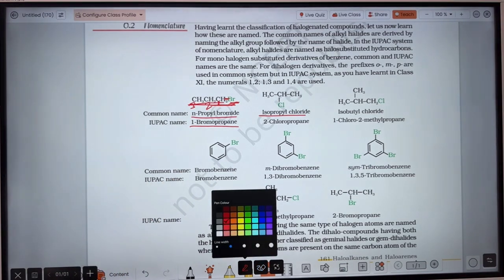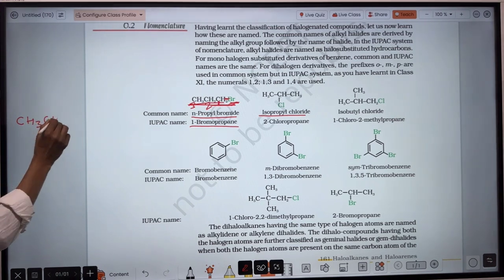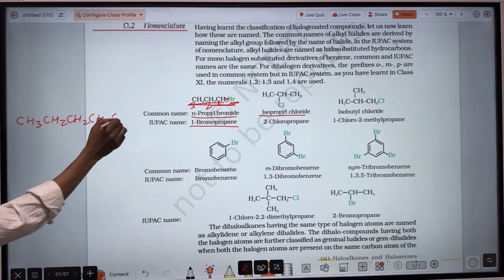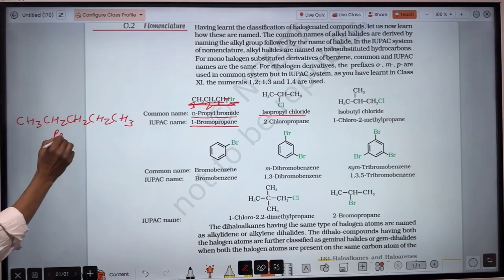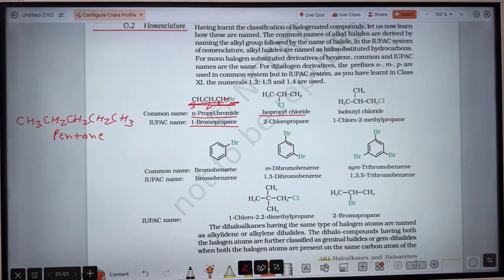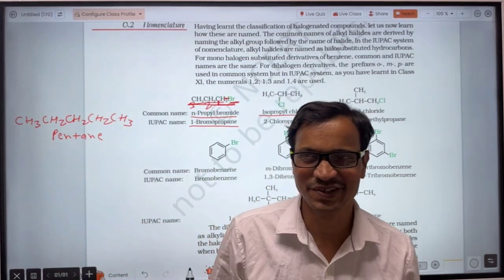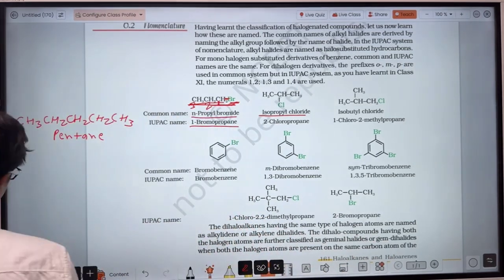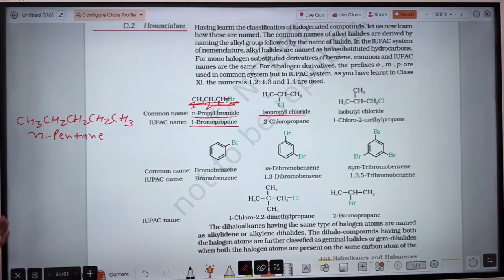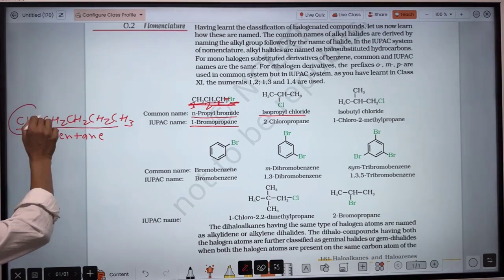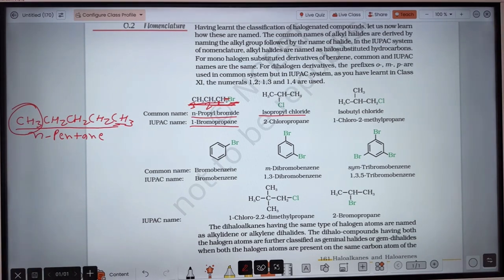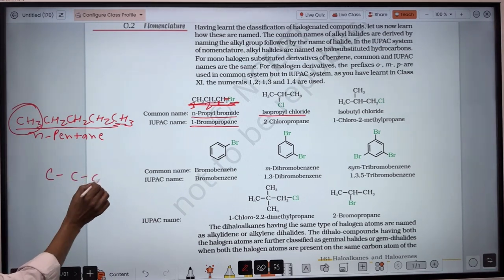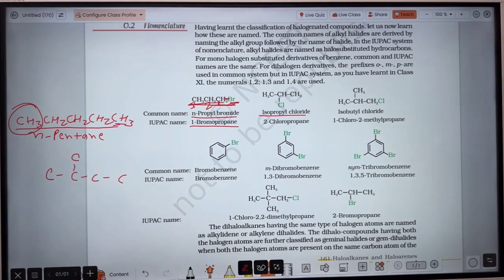I am taking an example of pentane. This is pentane. When we write pentane, that is the common name as well as the IUPAC name. But if we insert a small n here, that is the common name. Now of this pentane, if you take one methyl, either this one or this one, the main chain will be of 4 carbon and that methyl is attached to the second carbon atom. So that becomes CH3.